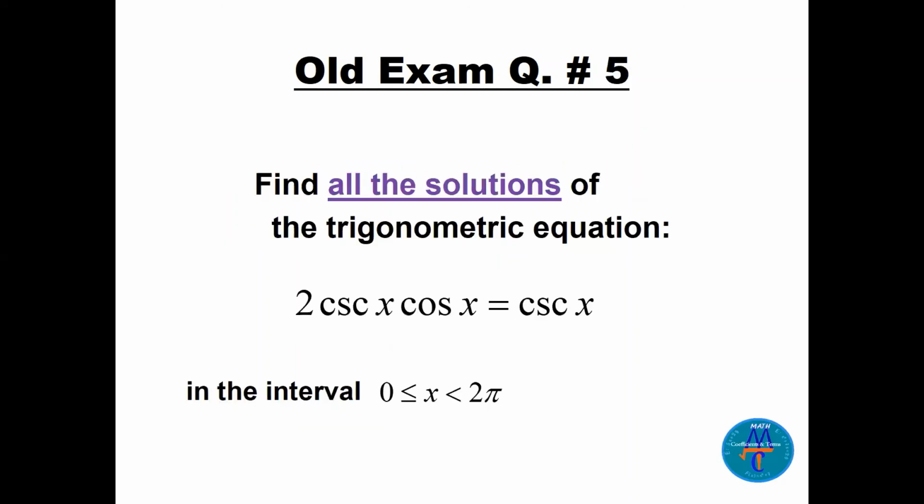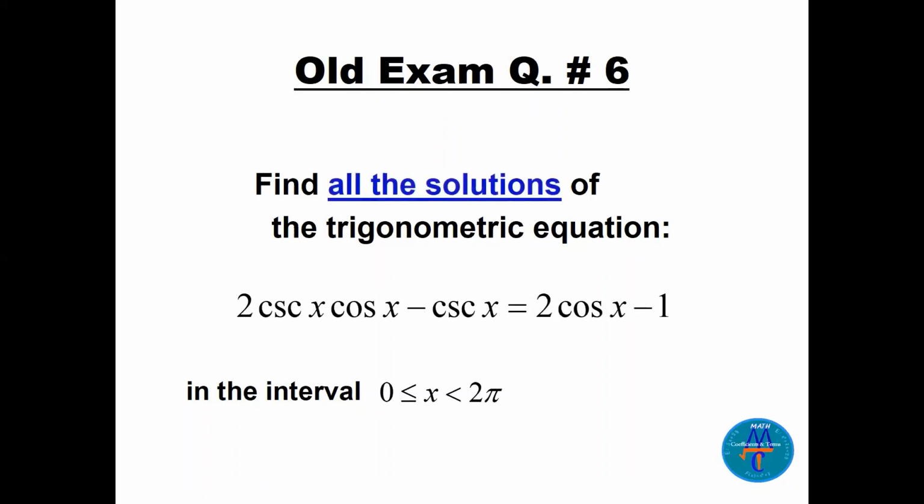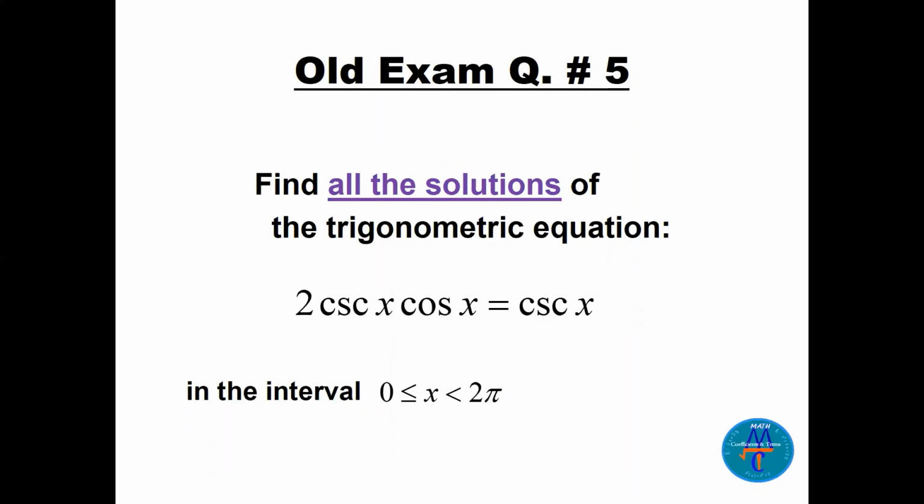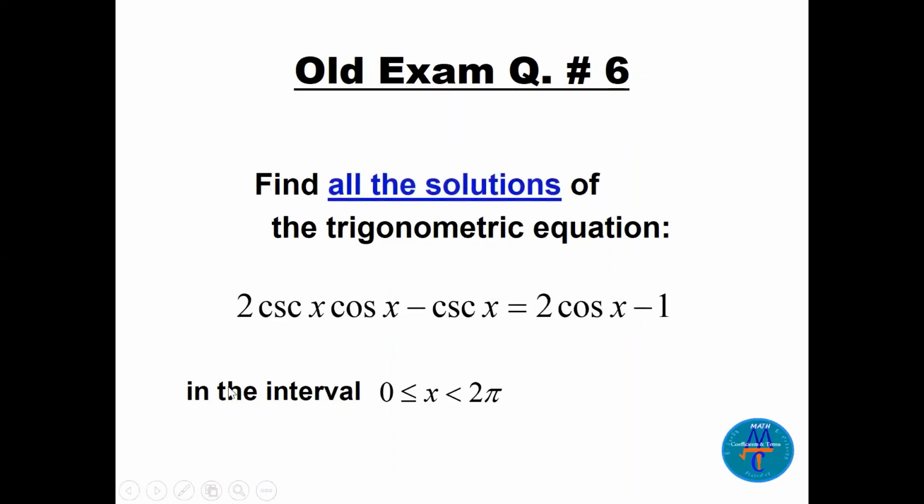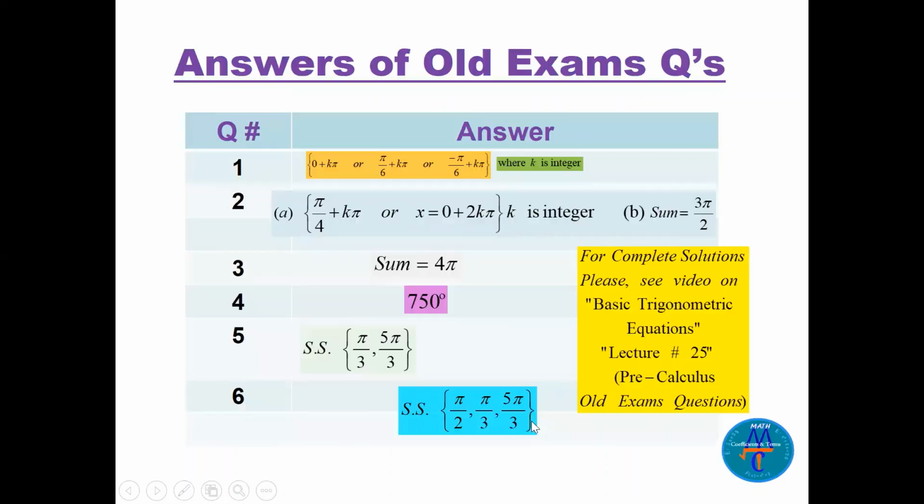Find all the solutions of this equation: 2 cosecant of x cosine of x equals cosecant of x in the interval 0 to 2 pi. Then question number 6 is close to question number 5, but not the same: 2 cosecant of x cosine of x minus cosecant of x equals 2 cosine of x minus 1. We need all the solutions, find them in the interval 0 to 2 pi.